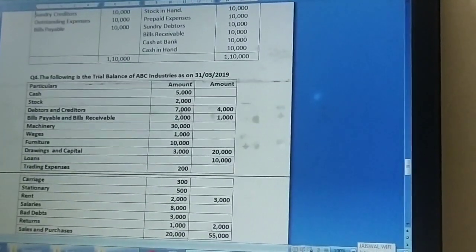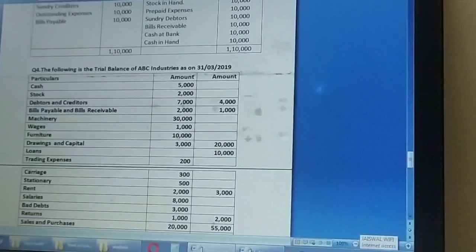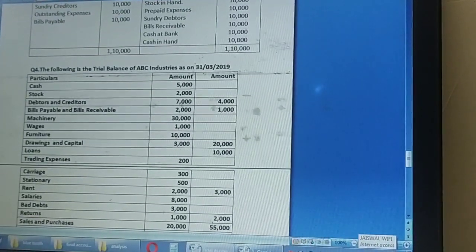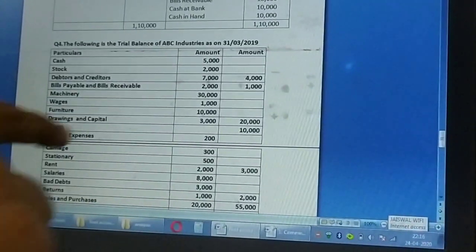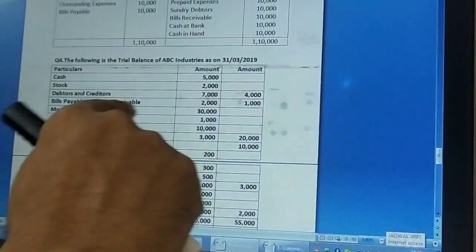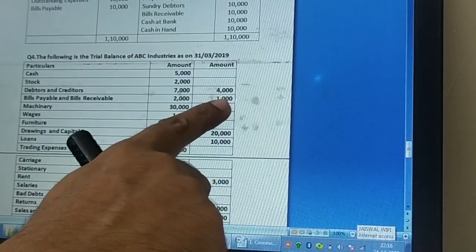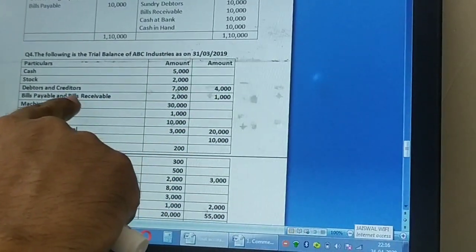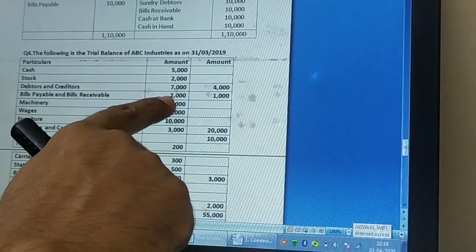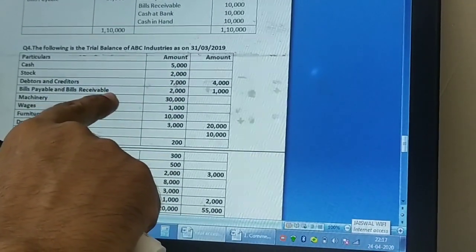So first item is cash, which is an asset. Stock, which is 2,000, asset. Then debtors and creditors: debit side total is always asset, credit side is liability. Bills payable is a liability, that means it is 1,000, not 2,000, my student. Bills receivable is not this one, bills receivable is this one. Debit item, bills receivable is recorded because it is an asset.